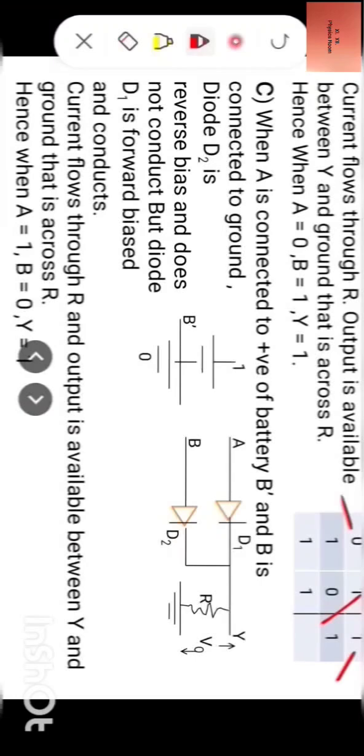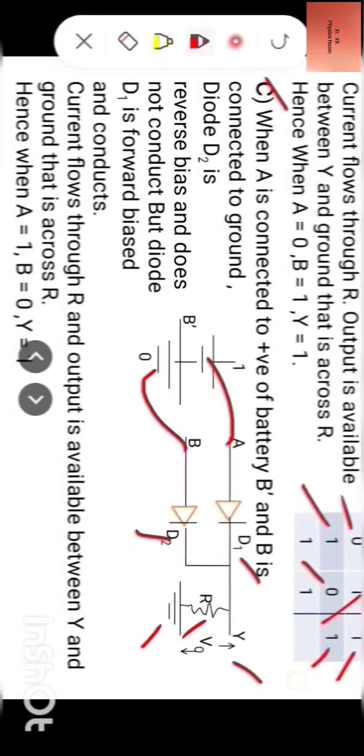Now third step, C. When A is connected to positive of battery B dash and B is connected to ground, diode D2 is reverse biased and does not conduct, but diode D1 is forward biased and conducts. Current flows through R and output is available between Y and ground, that is across R. Hence, when A is 1, B is 0, Y is 1.